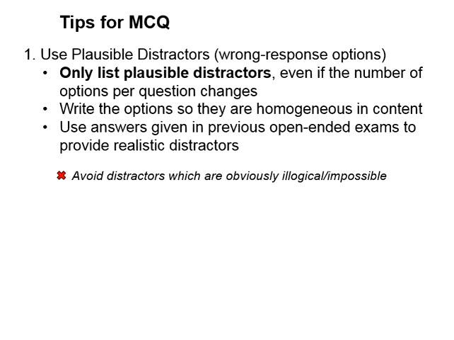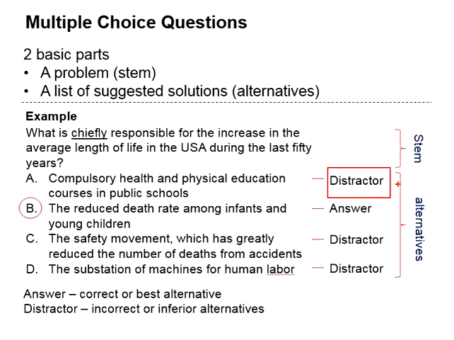Now let us continue with the tips for MCQ, multiple choice questions. First, use plausible distractors. The distractors are the alternatives that give you the wrong answer. In a typical MCQ, there will be only one correct answer. The rest will be the distractors.